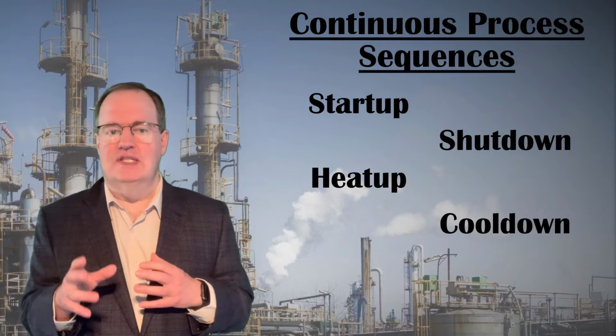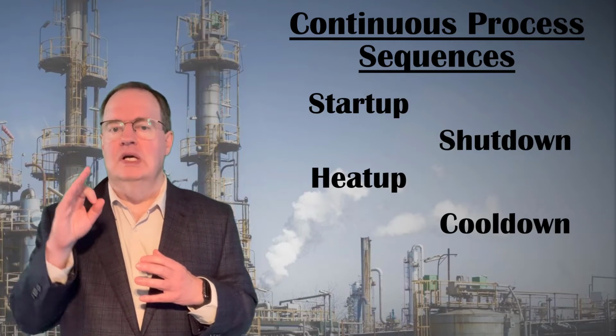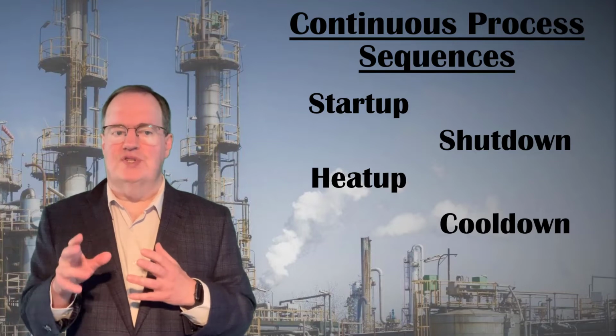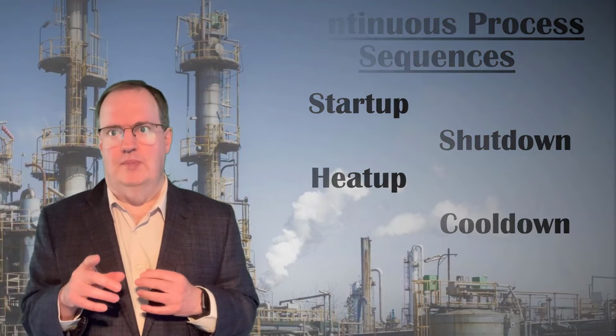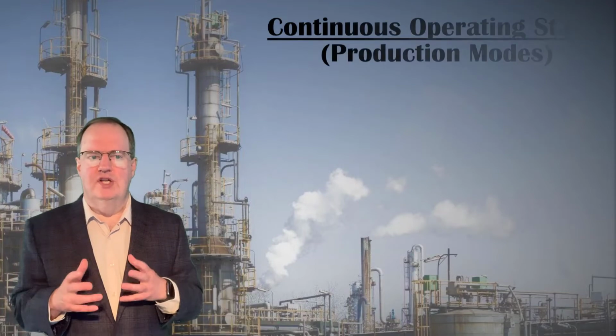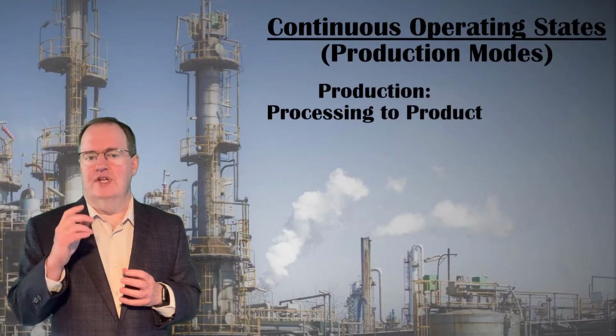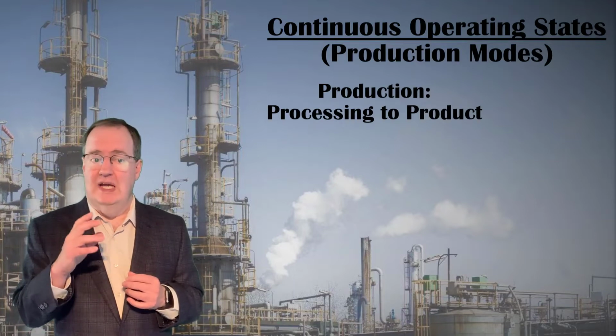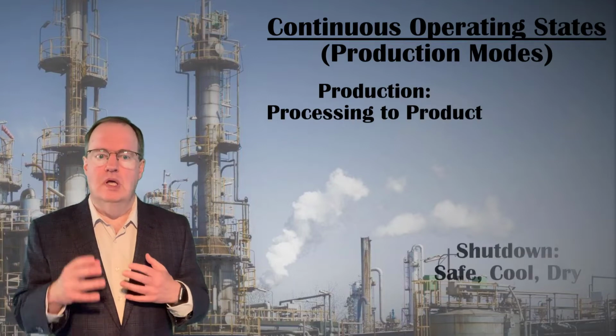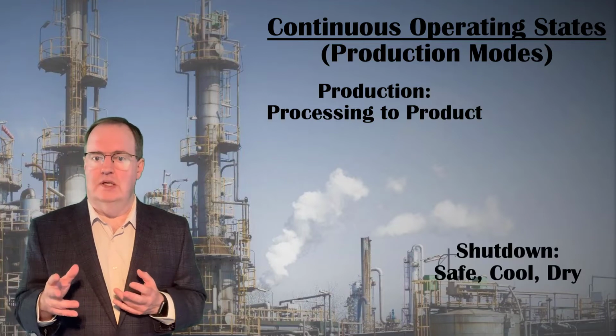And as these transitions are by their nature the occasions with the greatest risks for safety and the environment, in a modern plant they will be automated. For continuous processes, we'll generally call the desired operating state or mode production, and we'll generally have a state called shutdown, where we're safe and ready for maintenance.